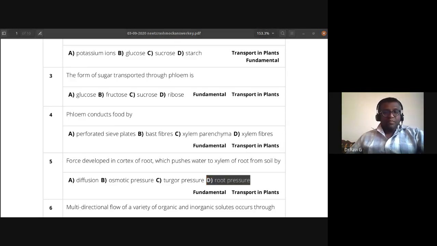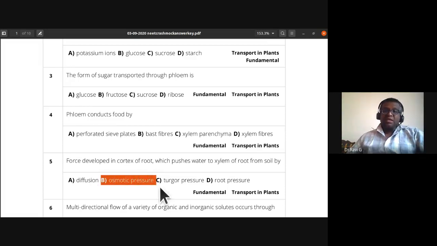Fifth one, the answer is osmotic pressure. See, from the xylem to the atmosphere, due to atmospheric pressure, that is nothing but root pressure. So the force developed in cortex of root, which pushes water to xylem of root from soil, is by osmotic pressure. Okay, the answer is B, osmotic pressure, not root pressure. It is by osmotic pressure.